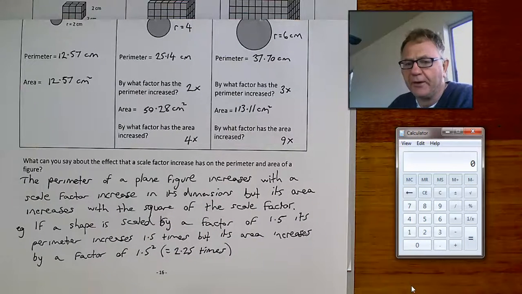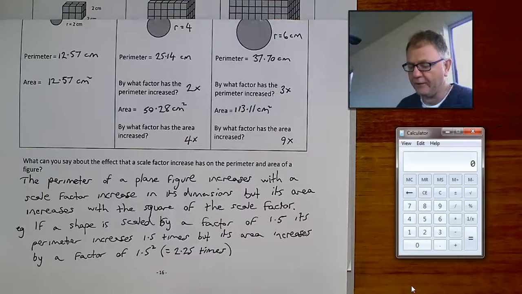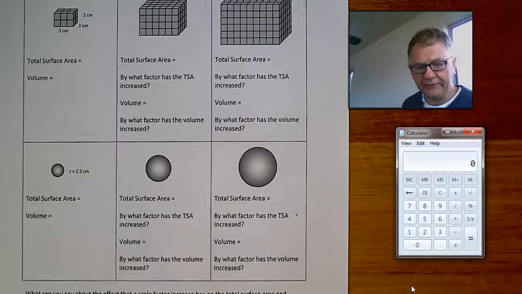The perimeter of a plane figure increases with a scale factor increase in its dimensions, but its area increases with the square of the scale factor. If a shape is scaled by a factor of 1.5, its perimeter increases 1.5 times, but its area increases by a factor of 1.5 squared. That's 2.25 times.